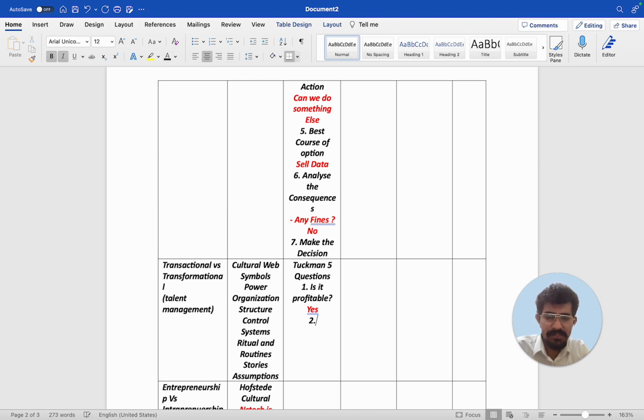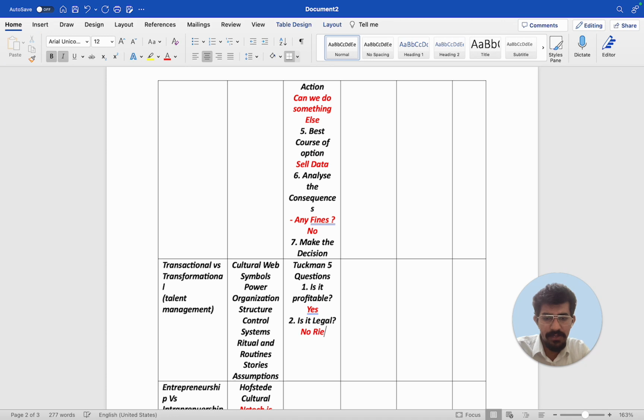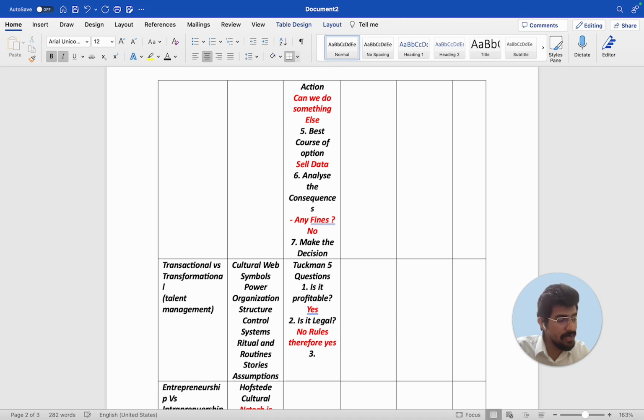And then, students, the second one, if I'm not mistaken, is: is it legal? Now, the question arises, at the moment there are no rules. So I can write down here, no rules, therefore yes. We don't know. On the exam day, you may have rules, but at the moment we are not sure. So the assumption is we don't know.